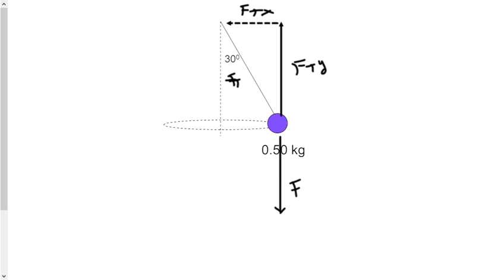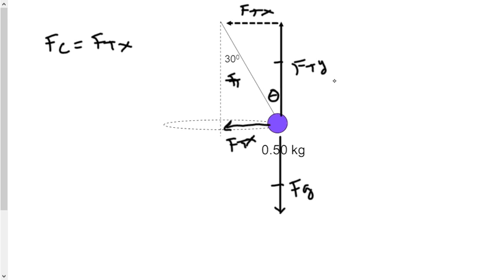So it's force gravity. Now, since no motion is happening in the Y direction, we know that force tension Y has to equal force gravity. So here's my 30 degrees, and I'm just going to label it theta. So I really want to find force tension X, because force tension X is what is causing the net force in this example. And remember, the net force this time is just the centripetal force. So force centripetal is equal to force tension X.